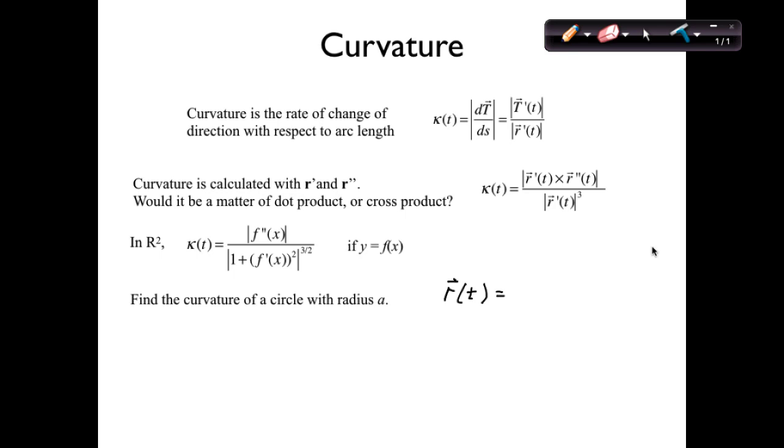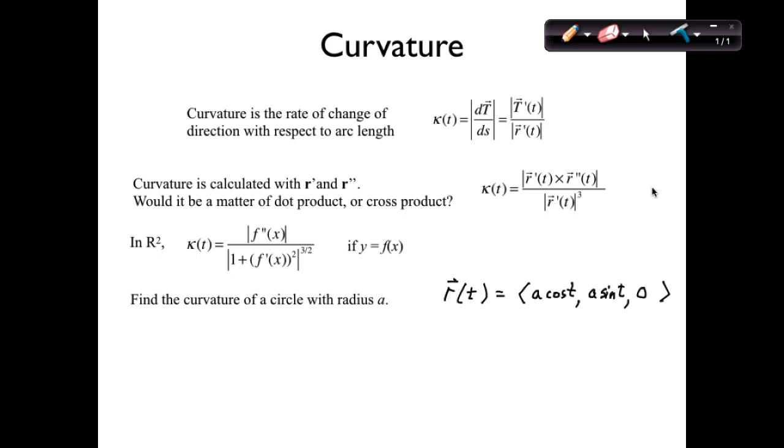It's got to have a radius of a, though. What is it? Not square root of a. A cosine t, a sine t, and then 0. So we'll just put it in the xy plane. We'll just put a circle in the xy plane with radius a. And then we've got to do the math, right? So we're going to do the math to figure out what the curvature will be.